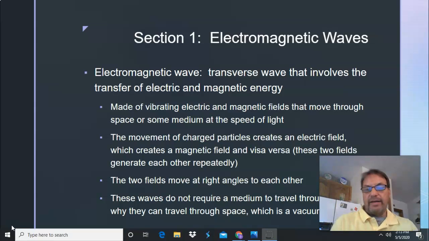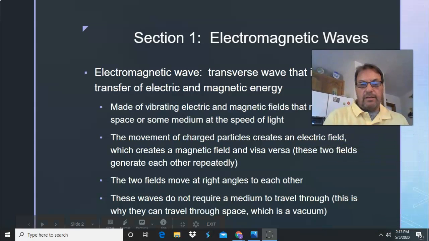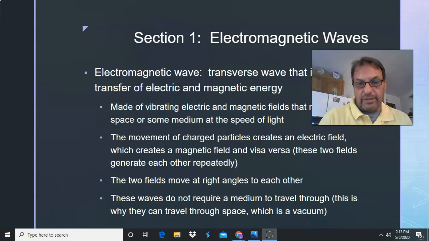But these are made of vibrating electric and magnetic fields that move through space or some medium at the speed of light. The movement of charged particles creates an electric field, which creates a magnetic field, and vice versa. These two fields generate each other repeatedly. The two fields move at right angles to each other, and these waves do not require a medium to travel. This is why they can travel through space, which is a vacuum.